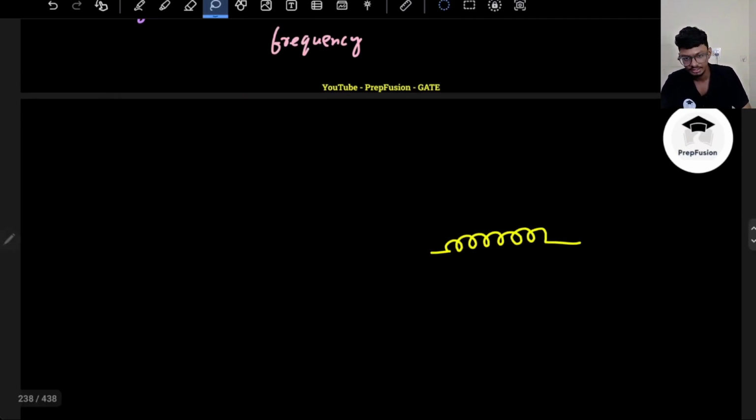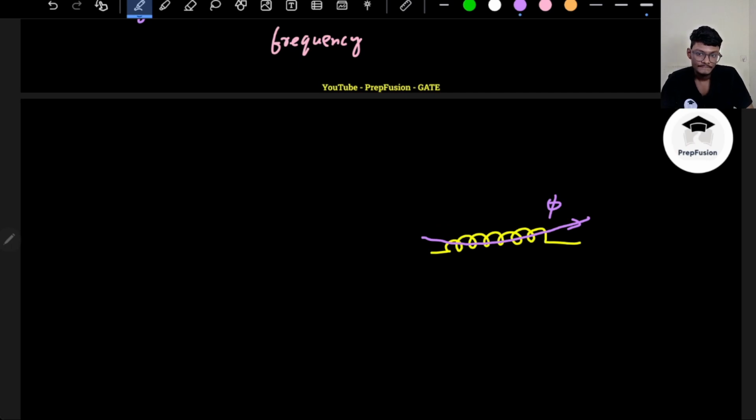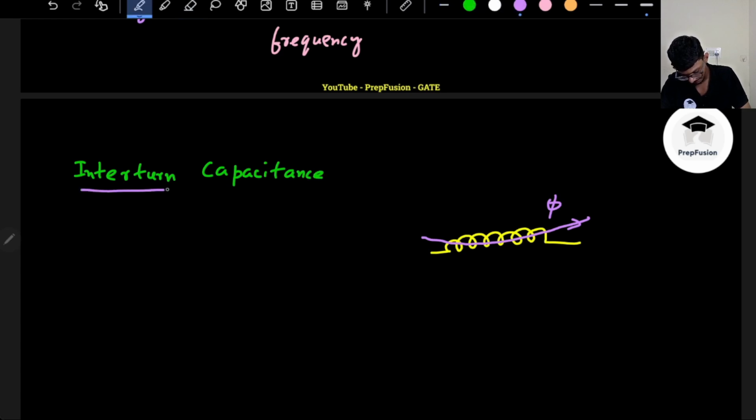So if I have an inductor, right, what happens? The flux flows like this through the coil, right? Direction of flux is like this. Okay. Now in an inductor, there is a term known as interturn capacitance. There is a term known as interturn capacitance.